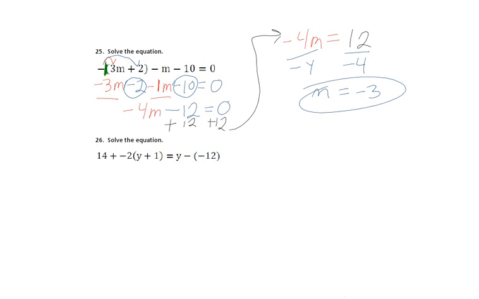26 will take the same approach. You will notice a negative 2 in front of the parentheses. So first, negative 2 times y is negative 2y. And negative 2 times 1 is negative 2. I will bring down the 14. And on the other side, I will bring down the y, in reality 1y. And then I'm going to bring down plus 12.